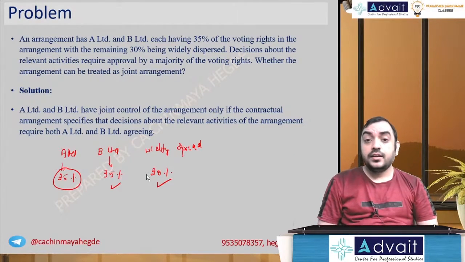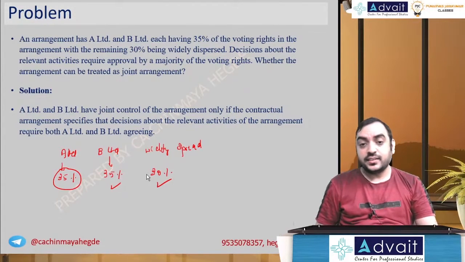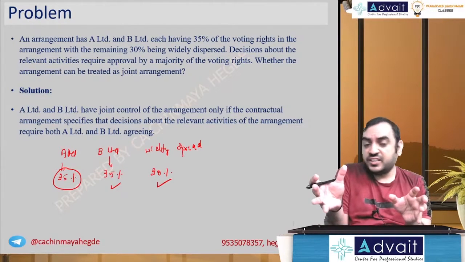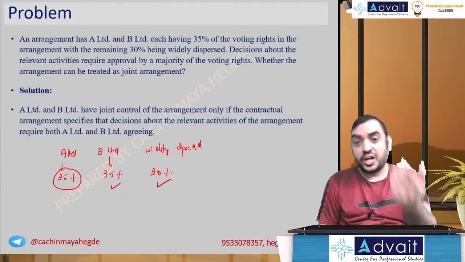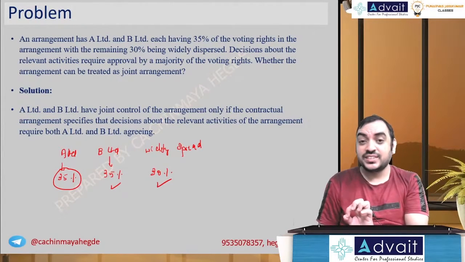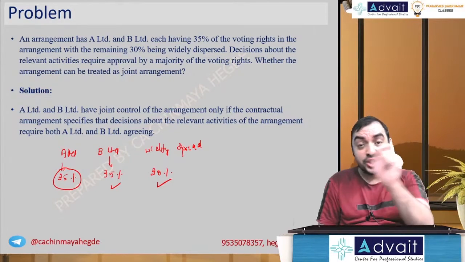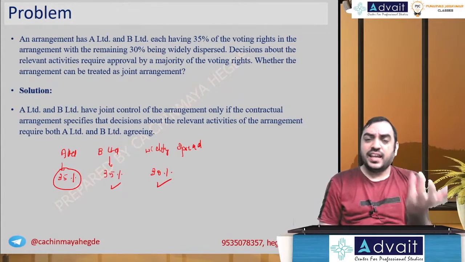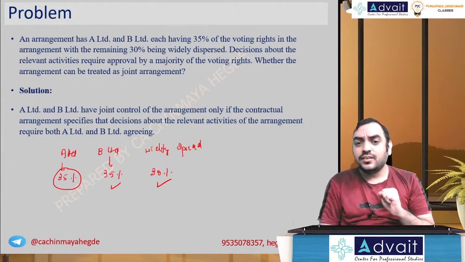And the other person's presence is also a must. In the sense, you say 35%, the other person is having 35. If you come together, you control. But the question is, should you come together? Are you obliged to come together? Can you differ in the vote? Yes, right? A Limited can say yes, B Limited can say no.